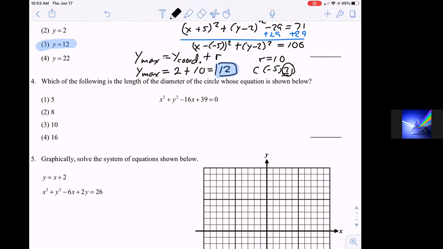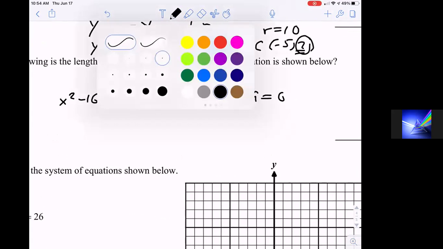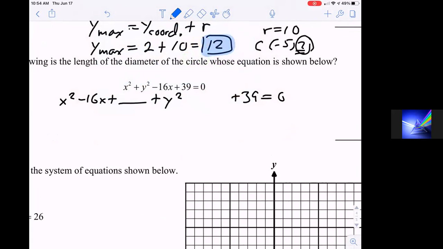Okay, which of the following is the length of the diameter? Well, let's find the radius and then double it. So we're going to go x squared minus 16x plus leave some space, plus y squared, and then plus 39 equals 0. Completing the square here, we have -8 squared, we get 64, so subtract 64 here.